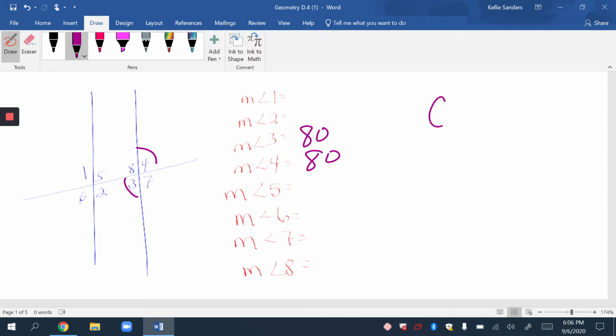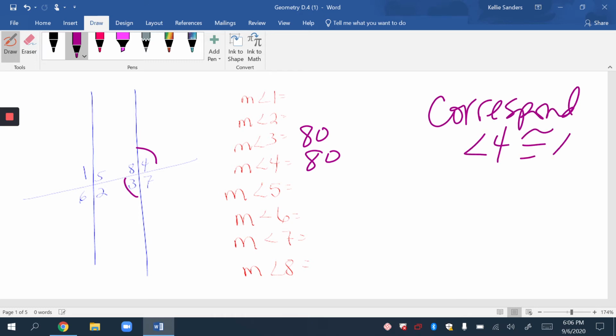Then, what corresponds to angle 4? Angle 5. So angle 5 is congruent to angle 4, so angle 5 is also 80. So we have one more that's 80. Which one is it? Angle 6, because angle 6 is vertical to angle 5. So we have four angles that are 80.